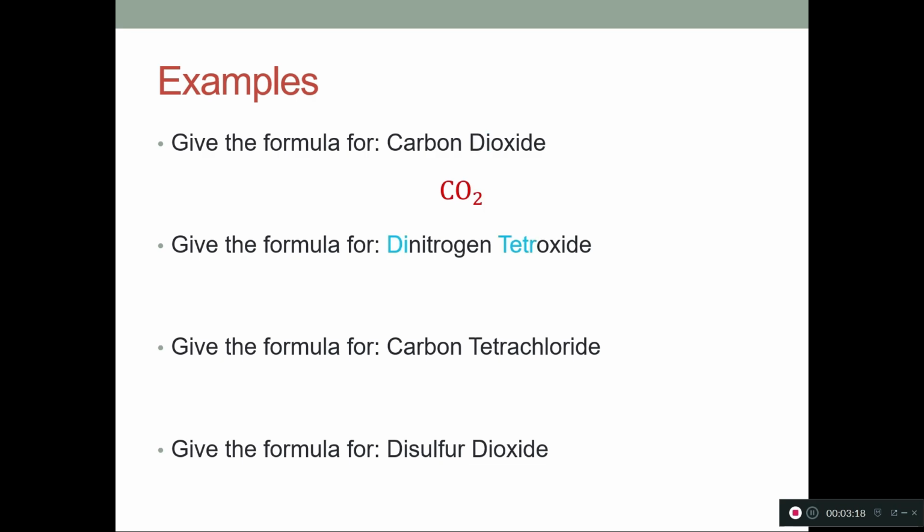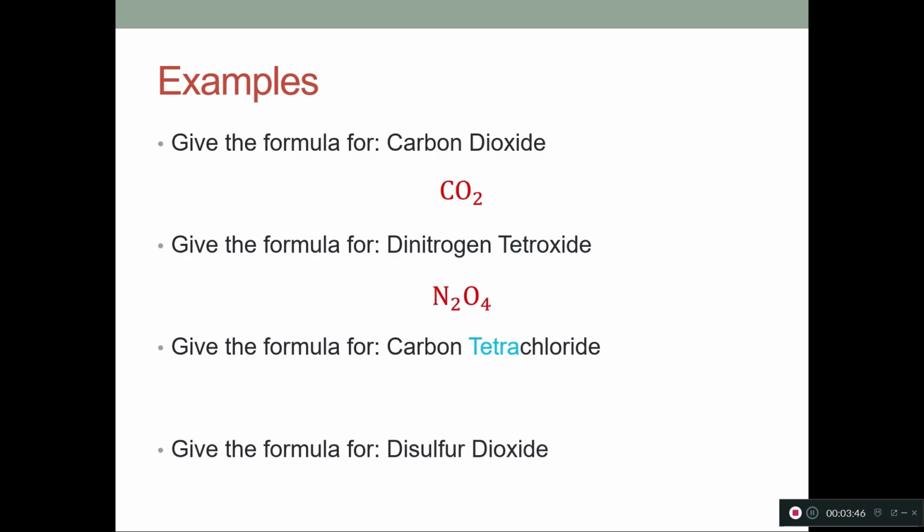The next one, we have dinitrogen tetroxide, and this is something that you have to get used to. We saw before that the prefix is tetra, but when we're using oxygen, they usually leave off that A, just call it tetroxide. That's just because it kind of rolls off the tongue better. So this means we have 2 nitrogens and 4 oxygens, so that would be N2O4.